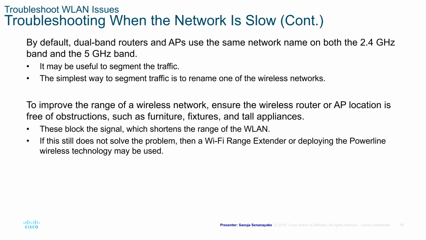To improve the range of the wireless network, ensure the wireless router or AP location is free of obstructions such as furniture, fixtures, and tall appliances. These block the signal, which shortens the range of the WLAN. If this still does not solve the problem, then a Wi-Fi range extender or deploying power line wireless technology may be used.